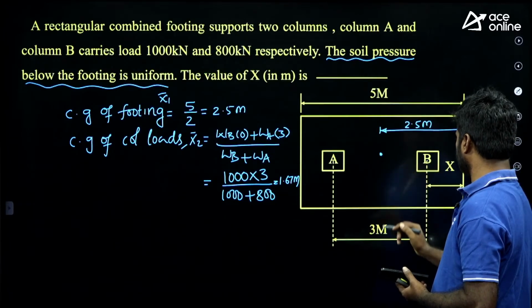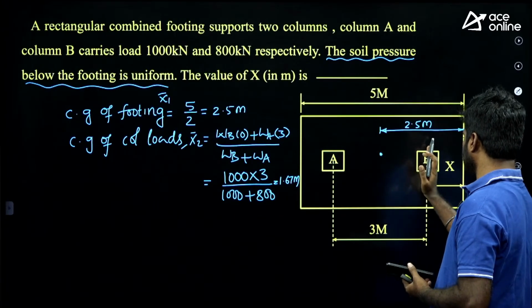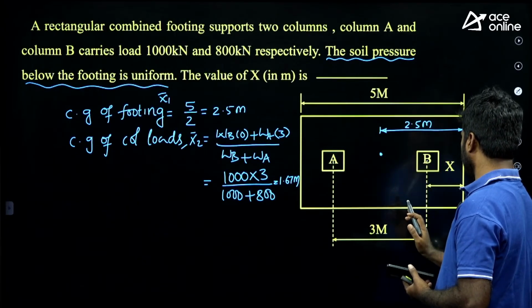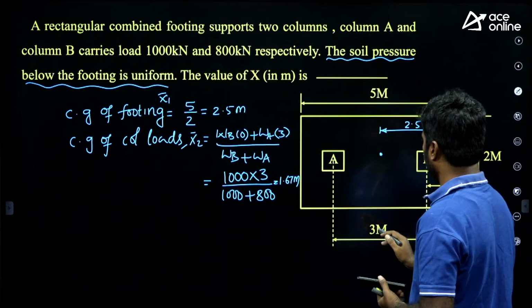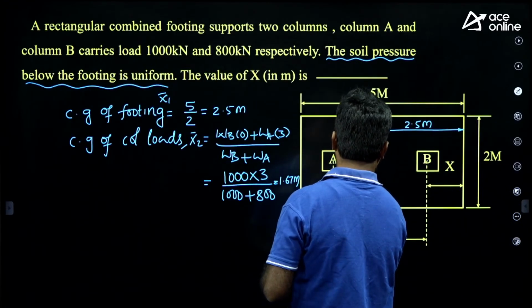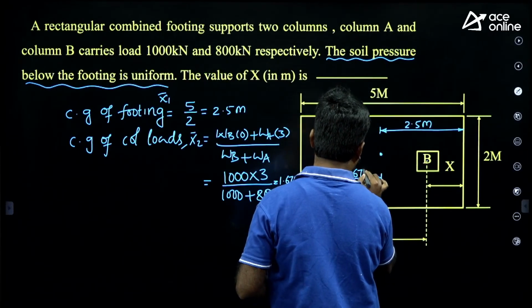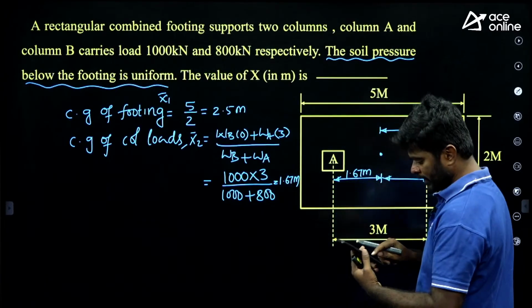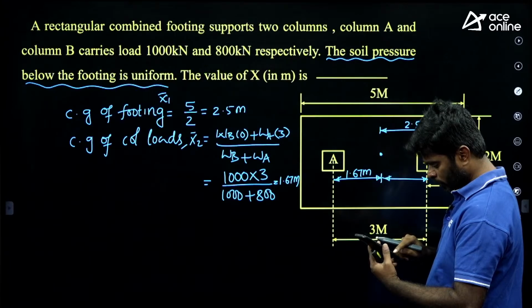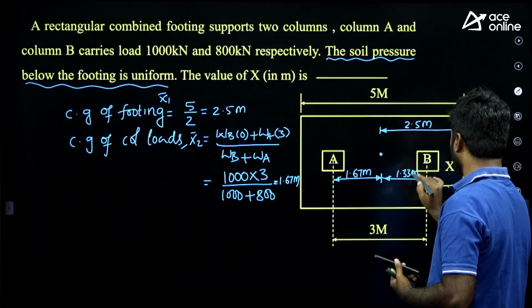You can take it from here. Starting point here, WA into this distance, WB into this. Fine. Actually, we are taking from here to here. This is 1.67. I am sorry, it is 1.67 meters. The remaining distance is 3 minus 1.67, which is 1.33 meter. This is 1.33 meter.